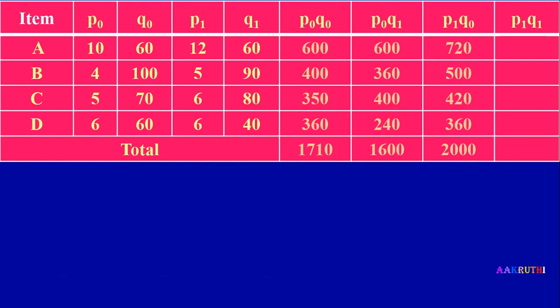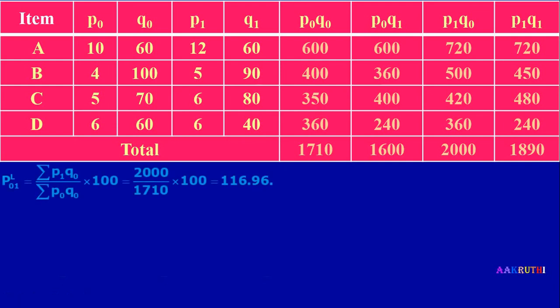Then we have to calculate P1Q1. So multiply P1 and Q1. It is 12 into 60, 12 into 60 is 720. 5 into 90 is 450. It is 6 into 80, 6 into 80 is 480. And 6 into 40 is 240. So adding all this, we get summation of P1Q1. It is 1890. So summation of P1Q1 is 1890.